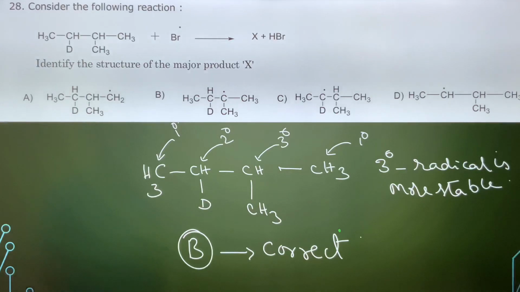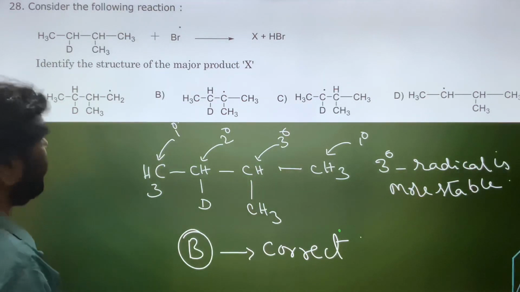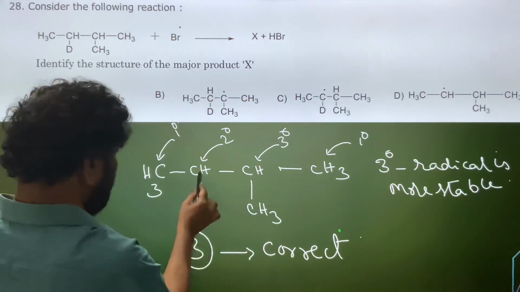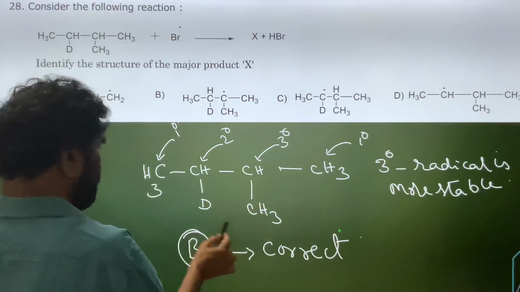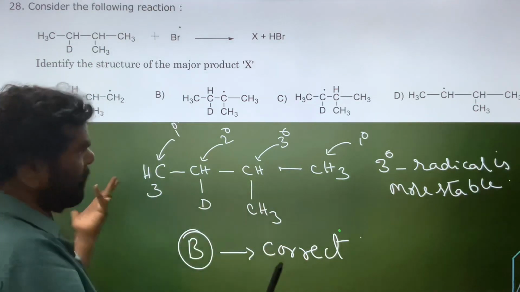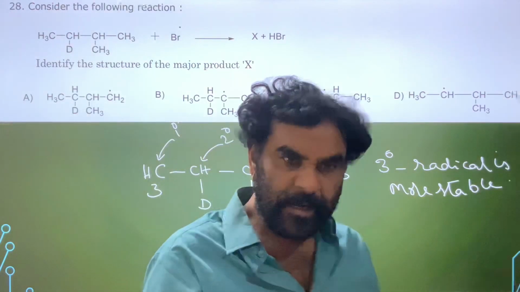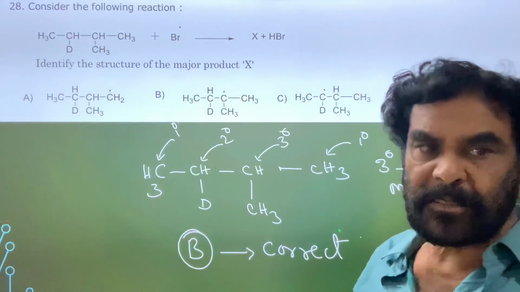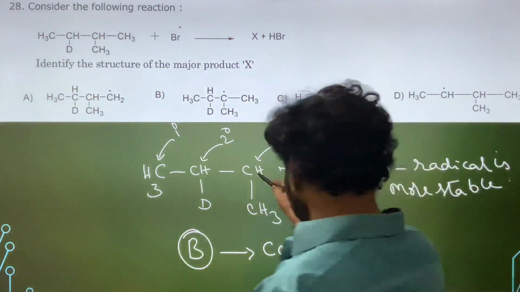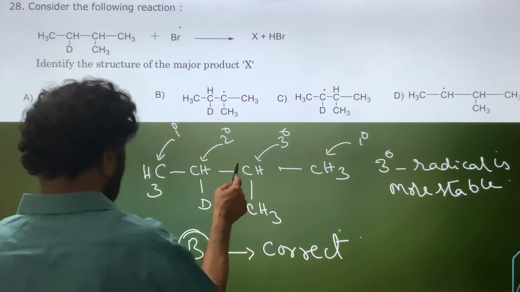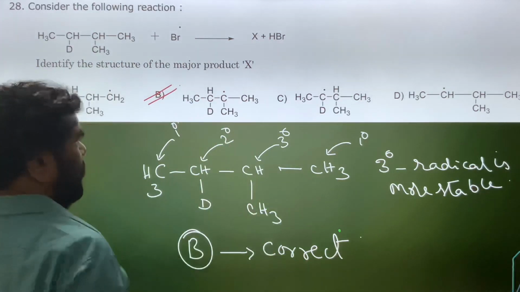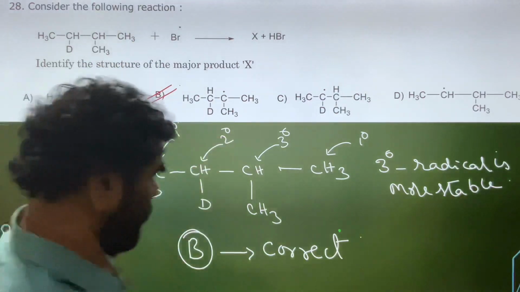Here it is a free radical substitution reaction which takes place through the free radical intermediate. This is the primary carbon, this is the tertiary carbon, this is the secondary carbon, this is the primary carbon, this is the primary carbon. A higher degree radical is more readily formed. As the degree increases, radical stability increases. Therefore, this is the 3 degree, and it takes place here. The radical formed here is this. This is the correct option for this given question.